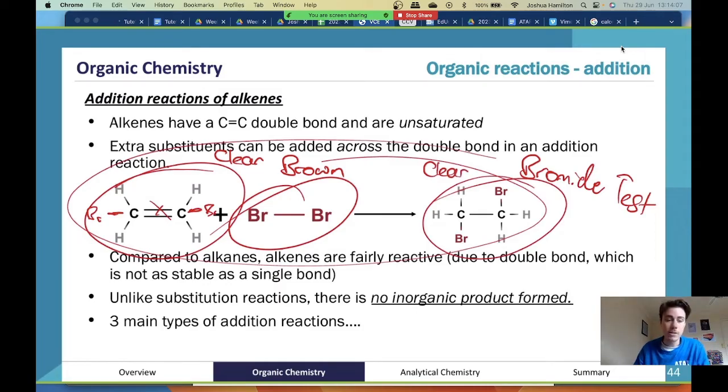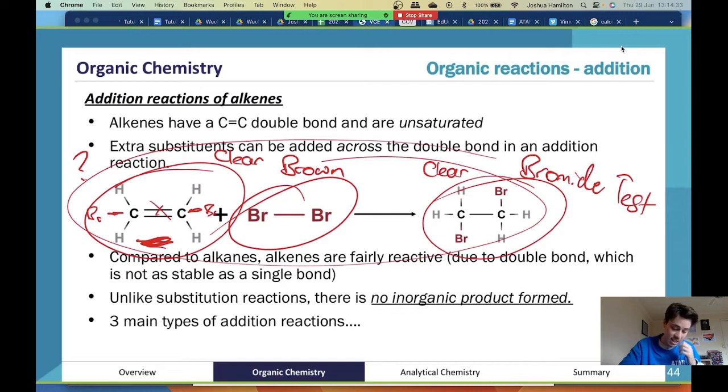So, if you have an unknown hydrocarbon, you don't know what it is, you have no idea, you've just got a solution. And you've got a solution of bromide liquid or bromine liquid. You've got a brown solution. What you do is you add this in. Now, when you add it in, it's still going to be brown. Sure, you're adding a clear into it, but it's still going to be brown because you've got bromines in there.